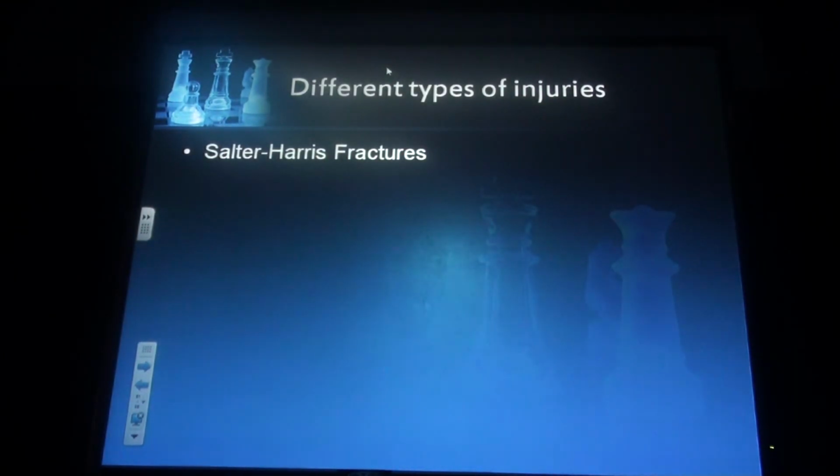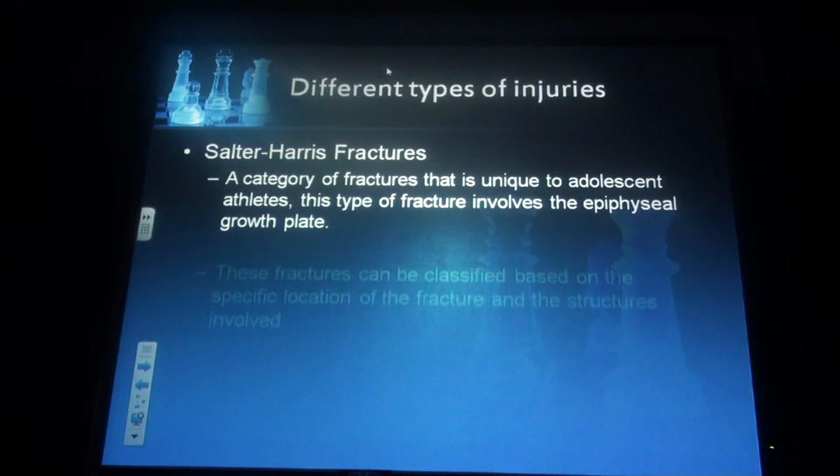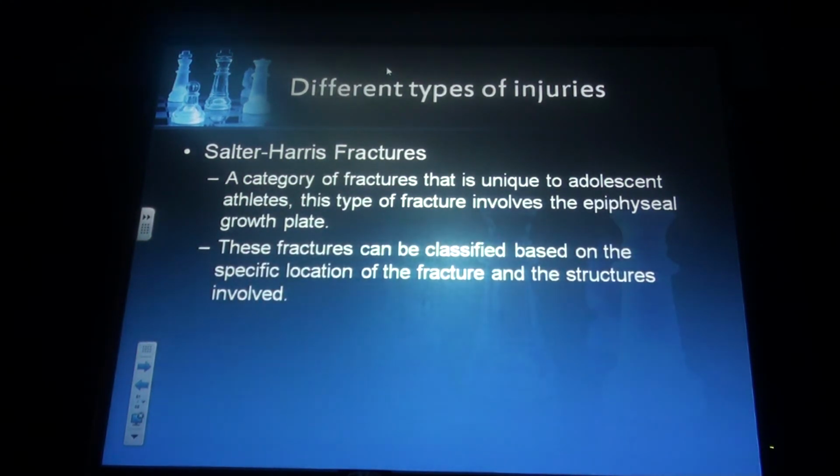Okay, we're going to talk about a Salter-Harris fracture, a category of fractures that is unique to adolescent athletes. This type of fracture involves the epiphyseal growth plate, meaning fractures where the bone is still growing at the growth plate. So you see this in young adolescent athletes who are still growing. These fractures can be classified based on the specific location of the fracture and the structures involved.